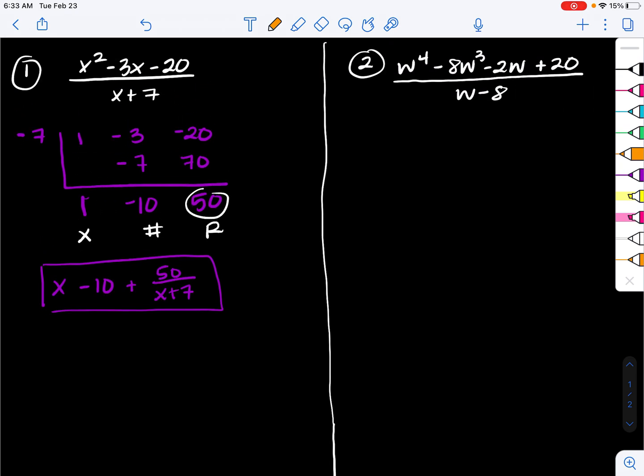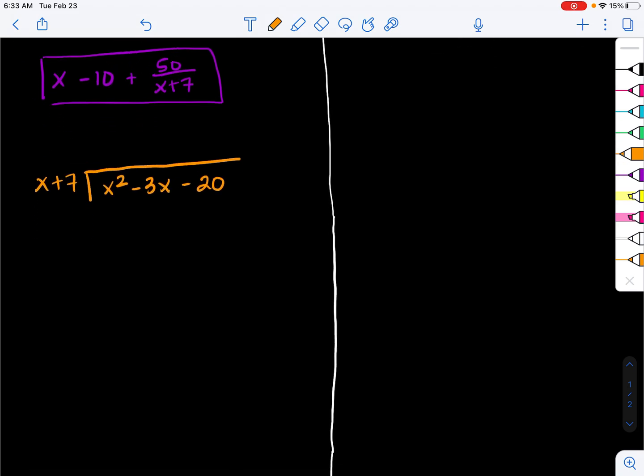Here's what long division would look like. Remember, we would take the first inside term and divide it with the first outside term. X squared divided by x is x. Now distribute that back out. We get x squared plus 7x. Subtract the result. X squared minus x squared is 0. Careful with your signs here. -3x minus positive 7x is -10x.